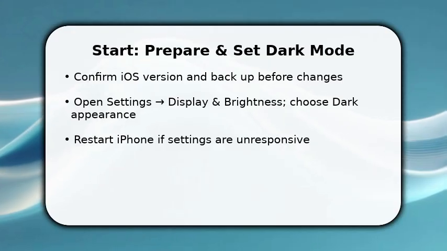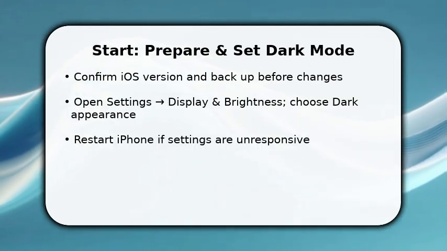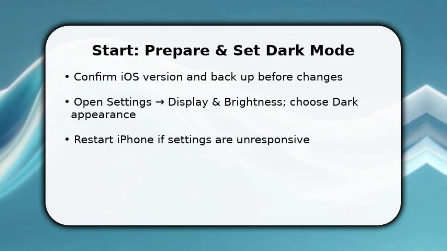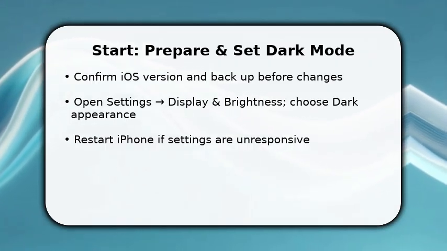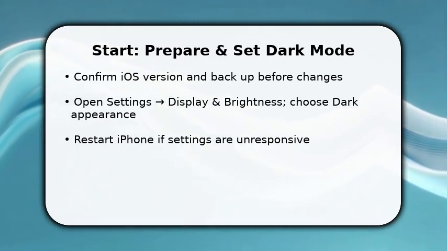You're ready? Check iOS is up to date and back up your device. Open Settings, tap Display and Brightness, then select Dark so the system switches immediately. This fixes the majority of display issues. Once done, make sure to restart your iPhone if the theme doesn't apply.